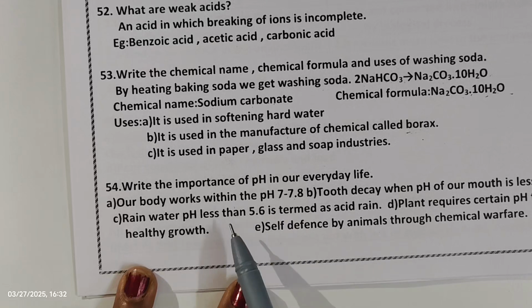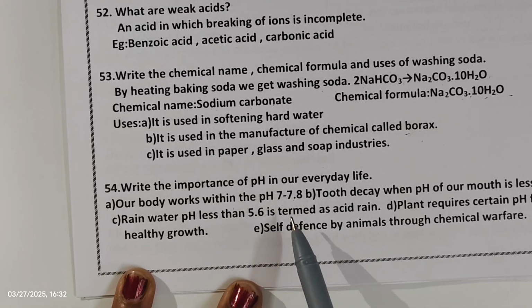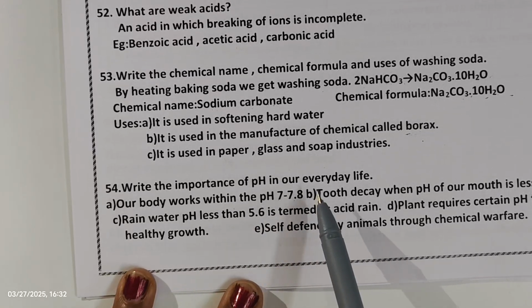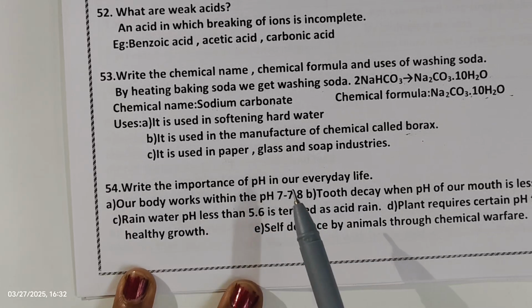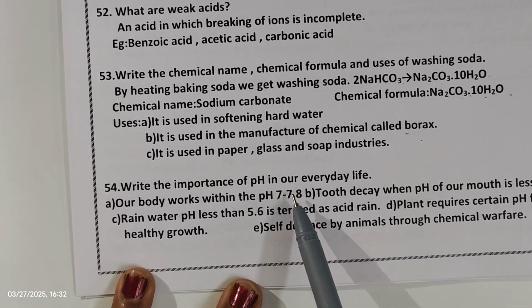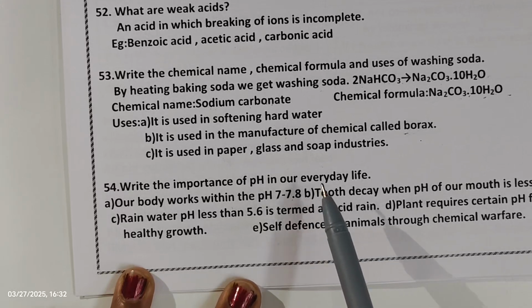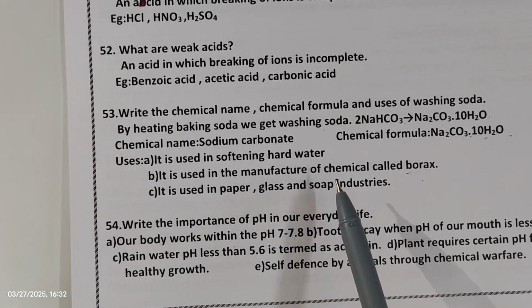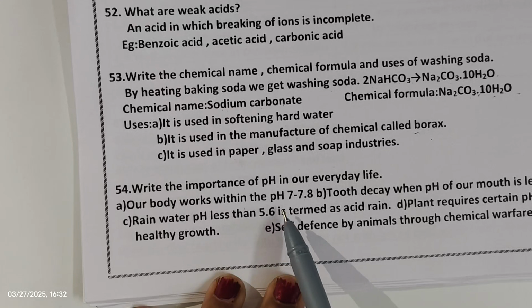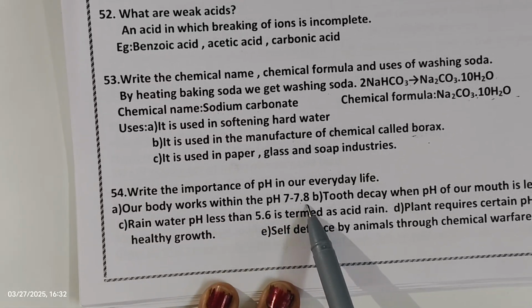We know that the pH scale goes from 0 to 14. From 0 to 6 it is acidic, 7 is neutral, and from 8 to 14 it is basic. So our body works with a pH of 7 to 7.8.